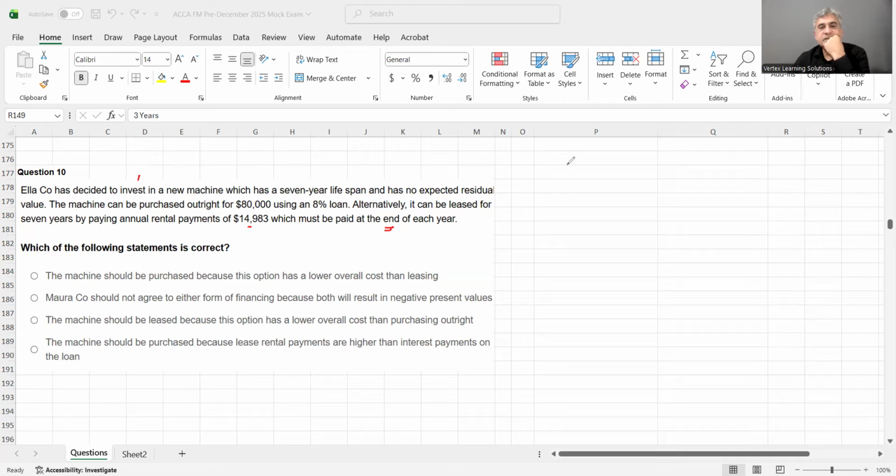Okay, so it is a lease or buy question. They've got $80,000. This is the purchase price. Another one is 14,983. This is the lease payment. And I have to multiply it because I have to pay it every year, for 7 years.